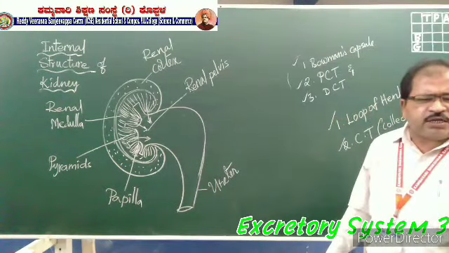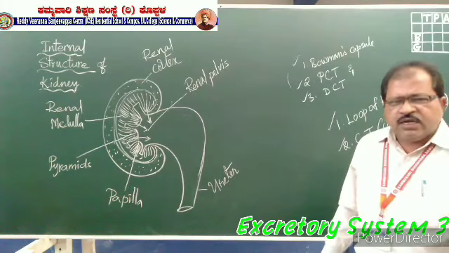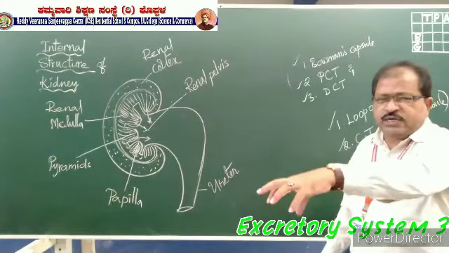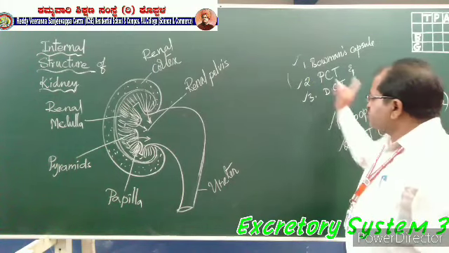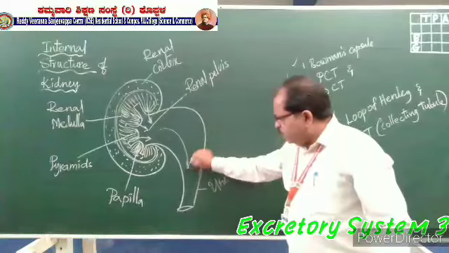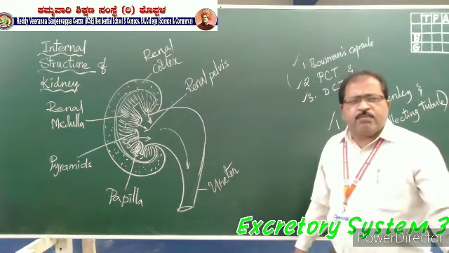So after the filtration of the blood, the urine that is produced, that is formed, is poured directly into the renal pelvis by these collecting tubules. So the urine will be passed along the ureter and moves towards the urinary bladder.